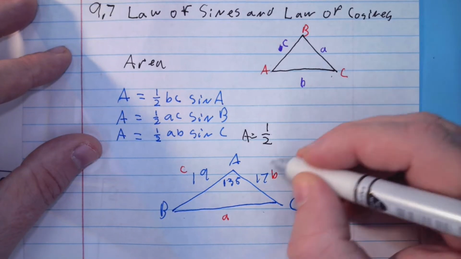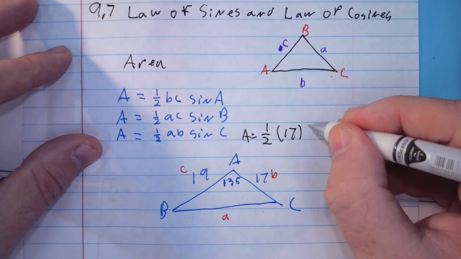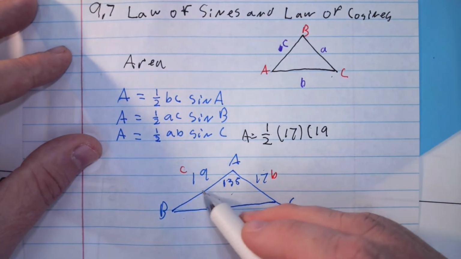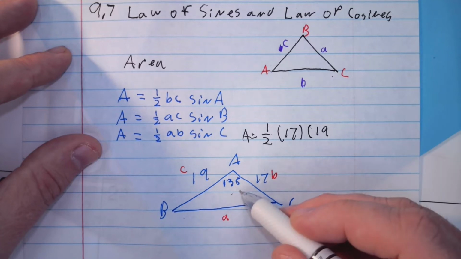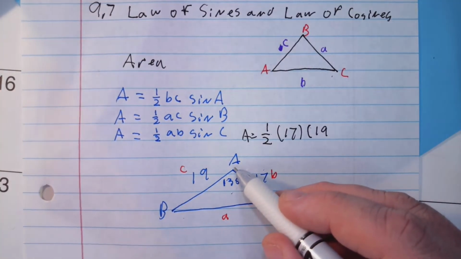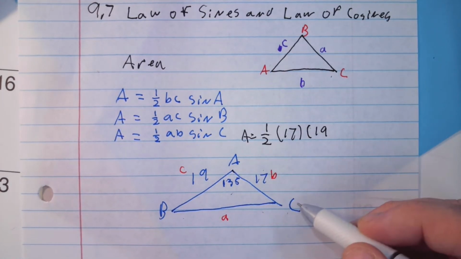B, 17, times C. Okay, notice how the angle's in the middle of these, right? So if someone's doing this in real life, I see your question, if someone's doing this in real life, they could measure just by standing at A.